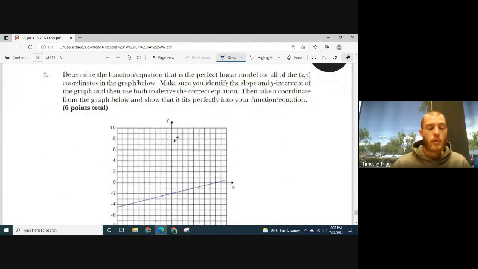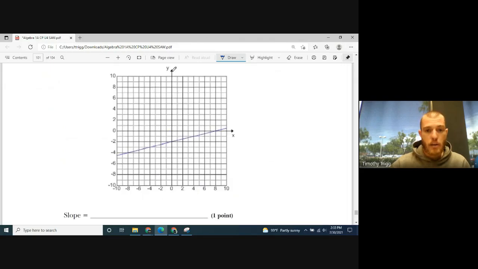Question 3. Determine the function/equation that is the perfect linear model for all the x, y coordinates in the graph below. So we want to find the equation that models this graph. It's kind of hard to see, but here's your y-axis, by the way. And then here's the x-axis.